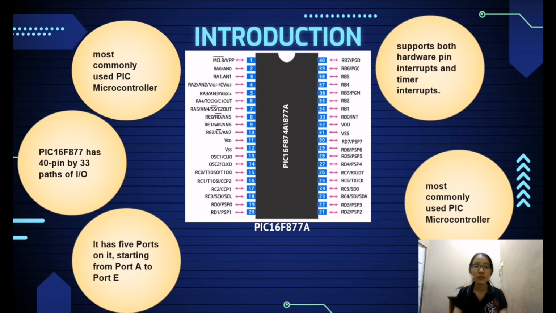So, how many ports does it have? It has 5 ports, starting from port A to port E. Port A is for analog input, B is for data transmission, C is the control register, D is the data port, and E, the last one, is for controlling purposes.